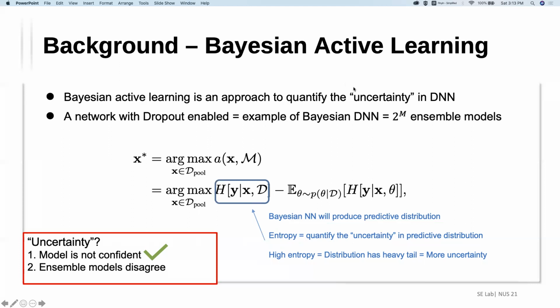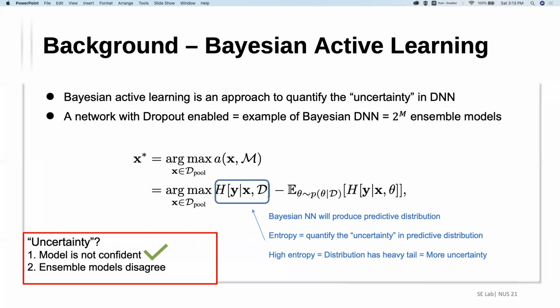But maybe I asked this a little bit earlier. Given that you introduced the strategy of enabling dropout, it means that it's somehow very hard to train a Bayesian DNN. We can only estimate the Bayesian DNN by enabling the dropout option on a normal DNN. Am I right? Okay, so it's very hard.